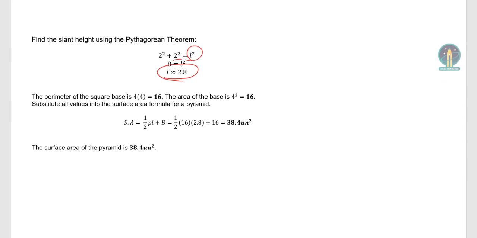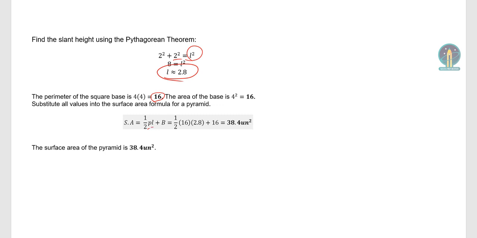And then finding the perimeter of the square base, we just multiply the edge by 4. So there's 4 of the edges. Each of them is 4 units in length. The total perimeter of the base is 16.